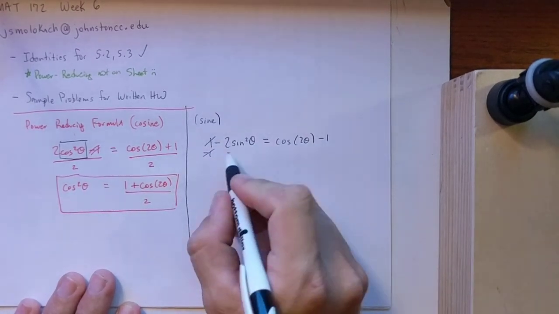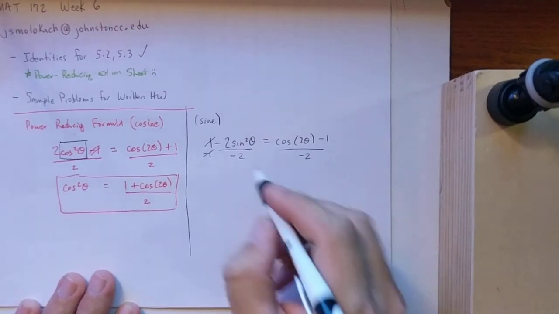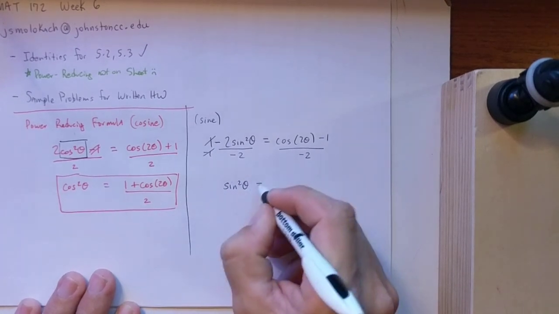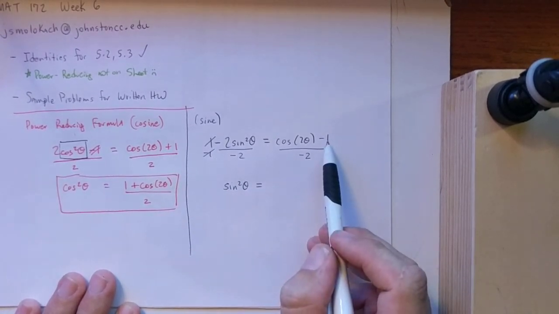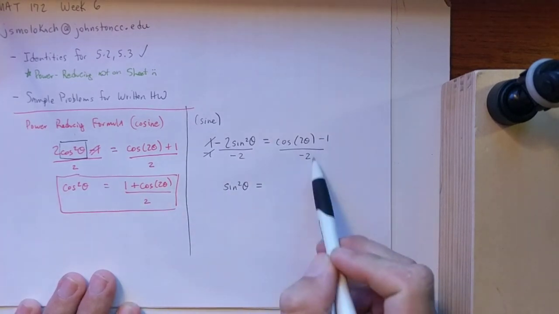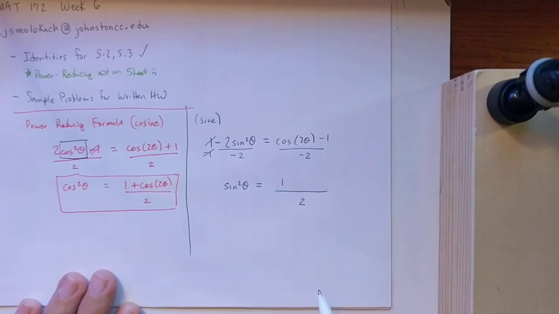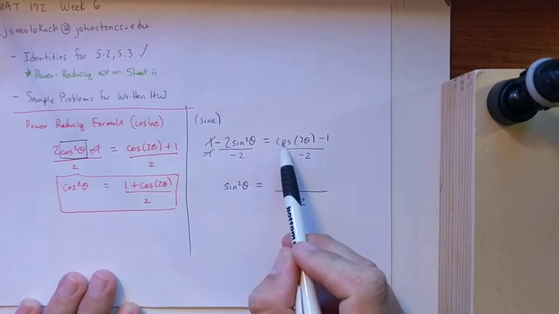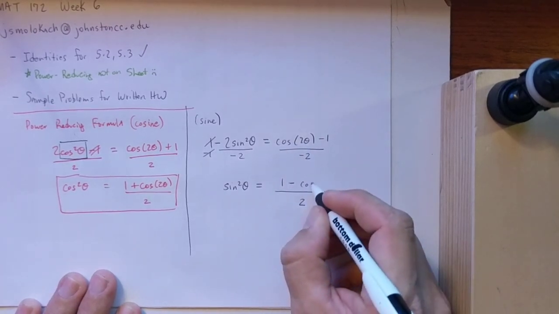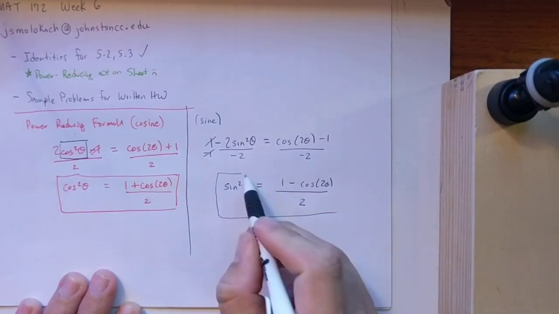That cancels out, and then we'll have to divide by negative 2. So then the negative 2's cancel out, and you get sine squared theta equals. Now, I'm going to be consistent and do this one like I did the one over here. Negative 1 divided by negative 2 is positive 1/2, and a positive cosine 2 theta divided by negative 2 is negative cosine 2 theta over 2. So this is the power reducing formula for sine.